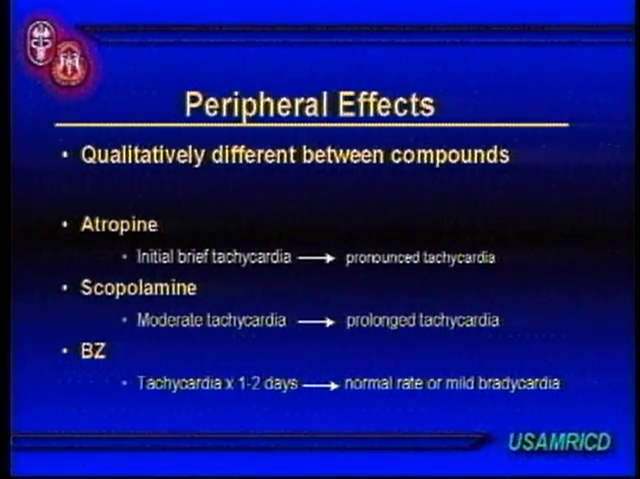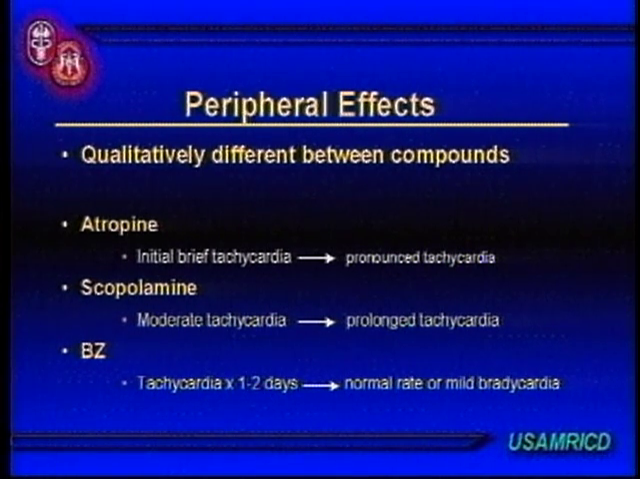And what did we say about heart rate with nerve agents? Is that a predictable indicator of intoxication? No, because it can do anything. It can go up and down. Now, if you just give atropine to somebody who doesn't have nerve agent on board, generally you'll get a tachycardia. But the nature of that tachycardia varies with the compound given. With atropine, you get an initial brief tachycardia, and then it's quite pronounced.